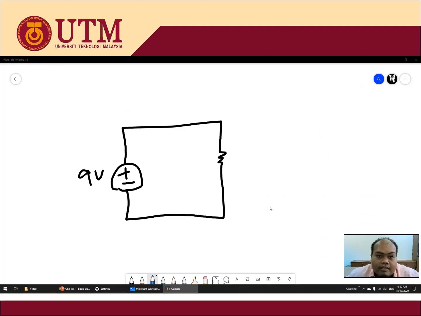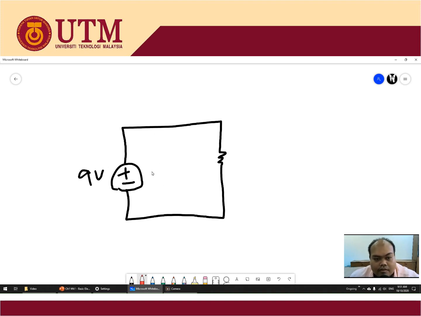Now we put everything that we have learned into practice. As you can see here is a simple circuit which consists of a voltage source, which is basically a circle with plus and minus, and a resistor which is just a zigzag. The voltage source is 9 volt. The unit for voltage is volt, don't forget that.